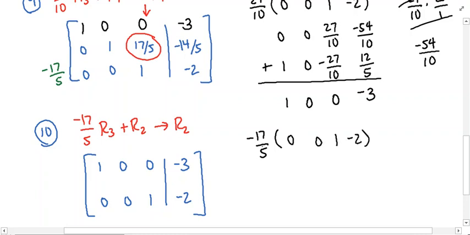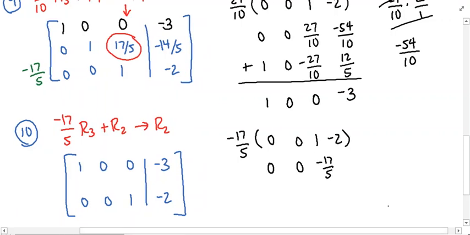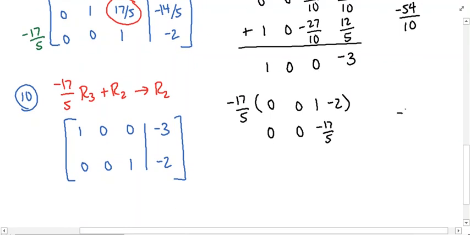All right, so let's do that. Negative 17 fifths times 0 is 0. Negative 17 fifths times 1 is itself. And then if we do negative 17 fifths times negative 2, put the negative 2 over 1, negative times negative will be positive. Multiply across the top and across the bottom, this is going to give you 34 over 5.